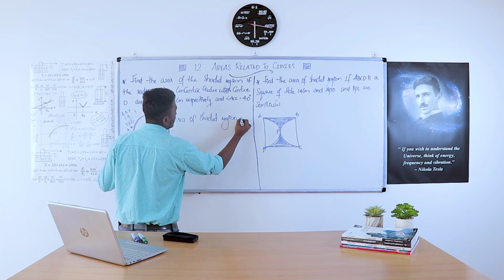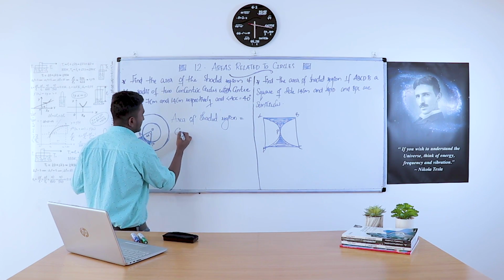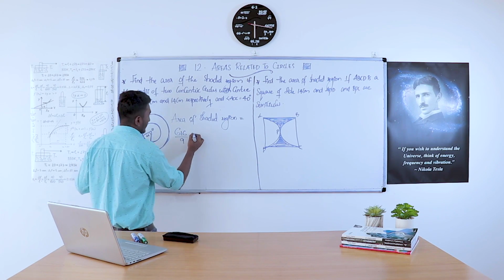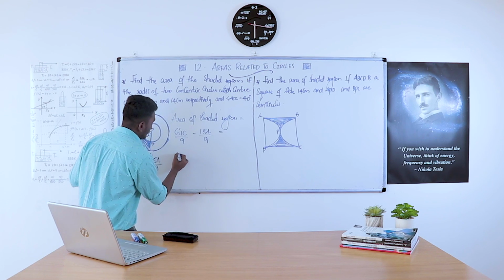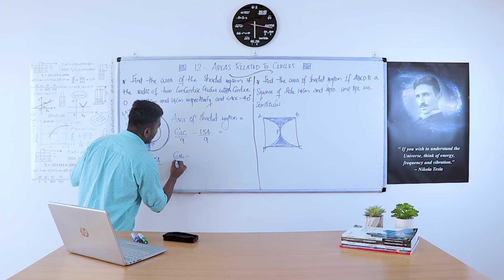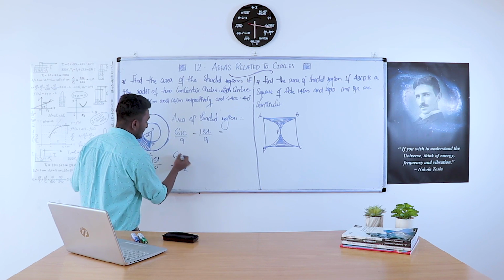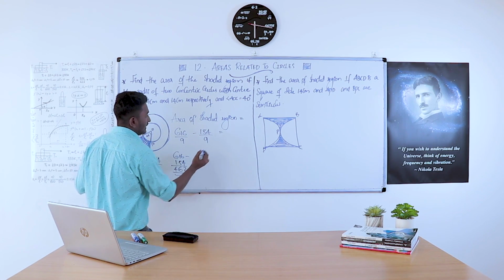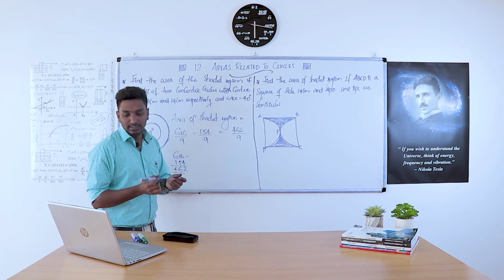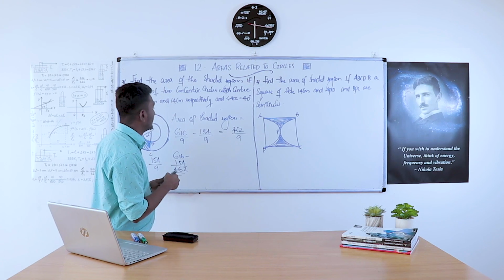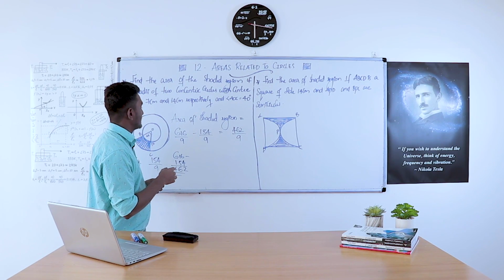Area of shaded region is equal to 616 by 9 minus 154 divided by 9, that is equal to 616 minus 154. 6 minus 4, 2. 11 minus 5, 6. 5 minus 1, 4. 462 by 9. The difference is 462 by 9. Is it right?